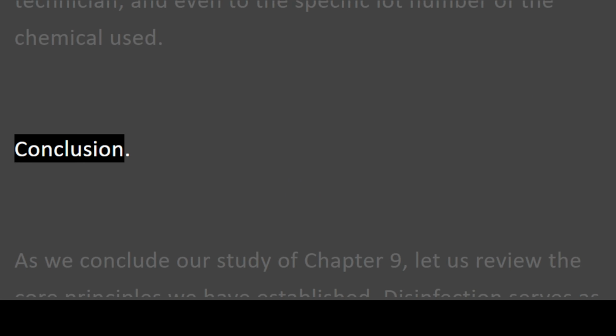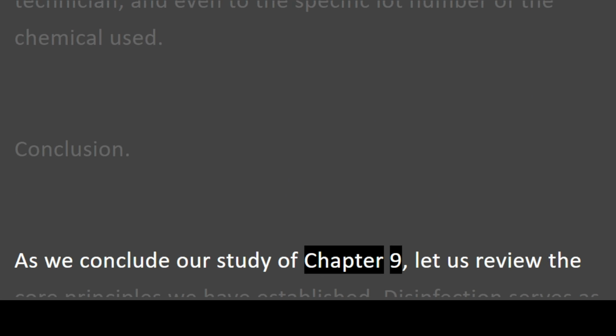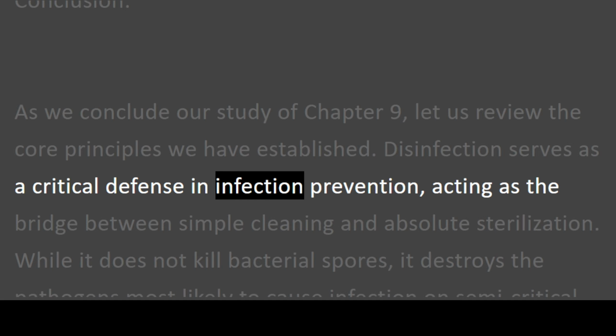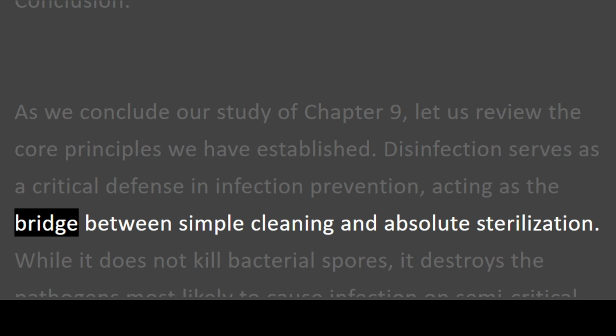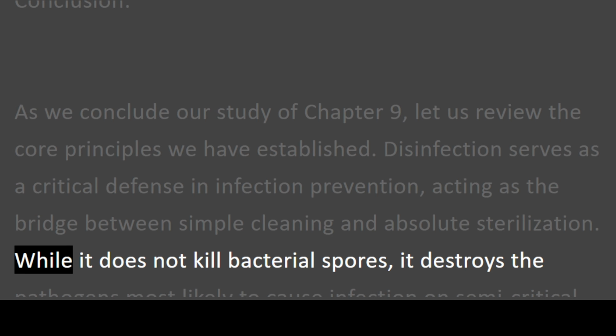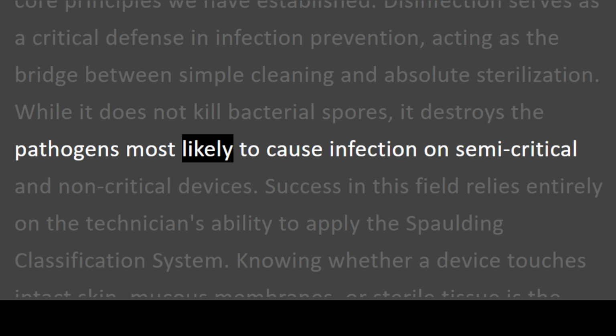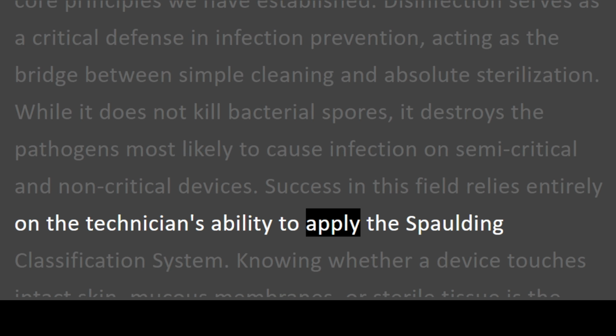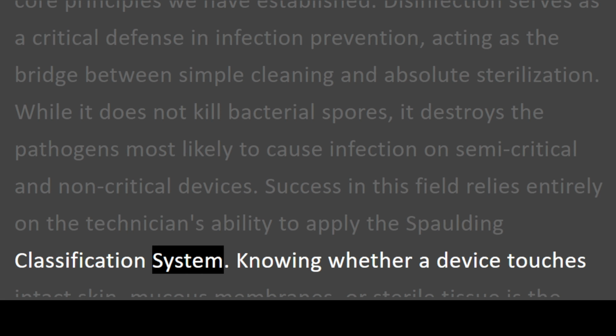Conclusion. As we conclude our study of Chapter 9, let us review the core principles we have established. Disinfection serves as a critical defense in infection prevention, acting as the bridge between simple cleaning and absolute sterilization. While it does not kill bacterial spores, it destroys the pathogens most likely to cause infection on semi-critical and non-critical devices. Success in this field relies entirely on the technician's ability to apply the Spalding classification system.